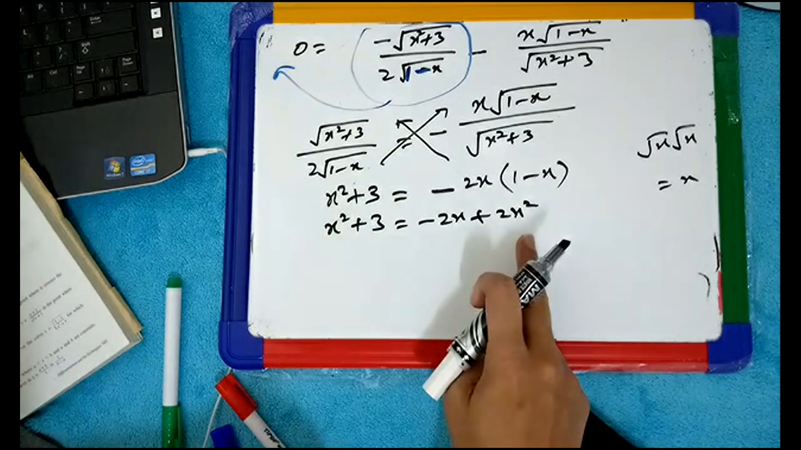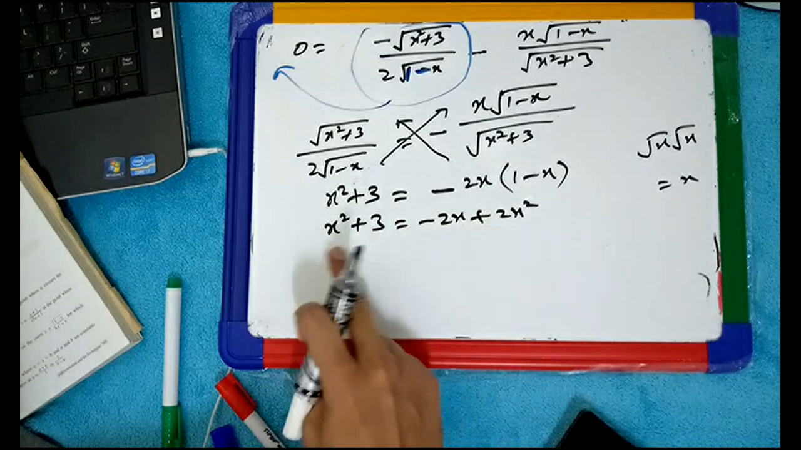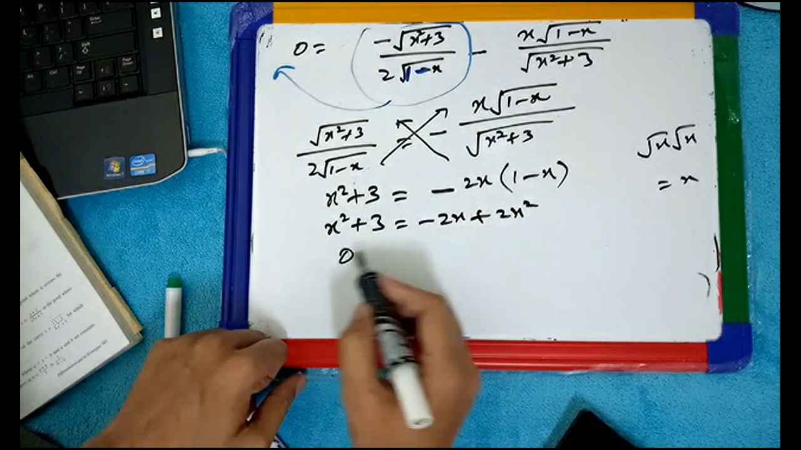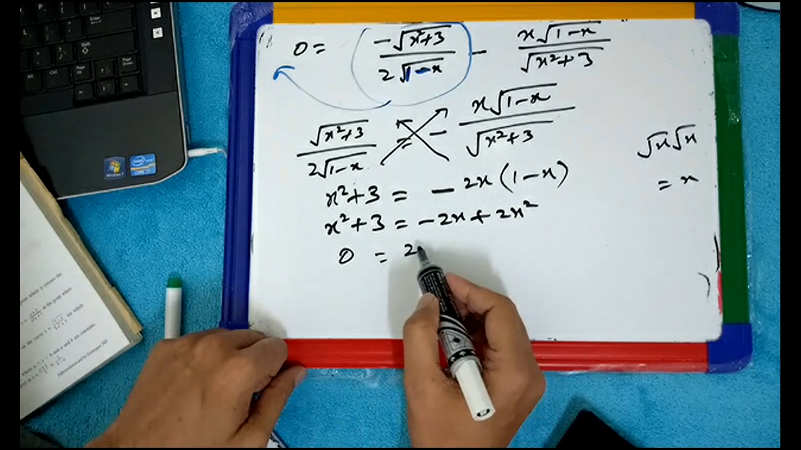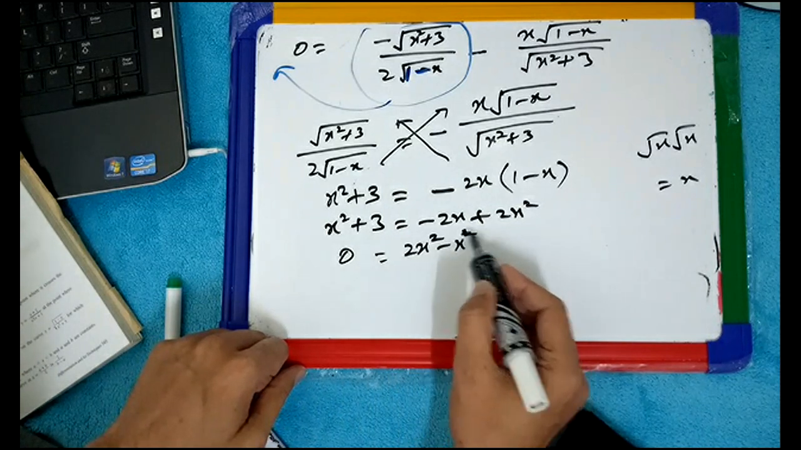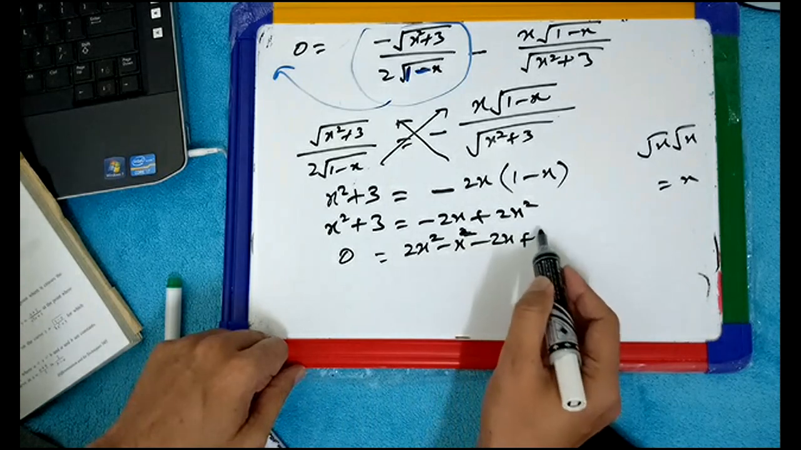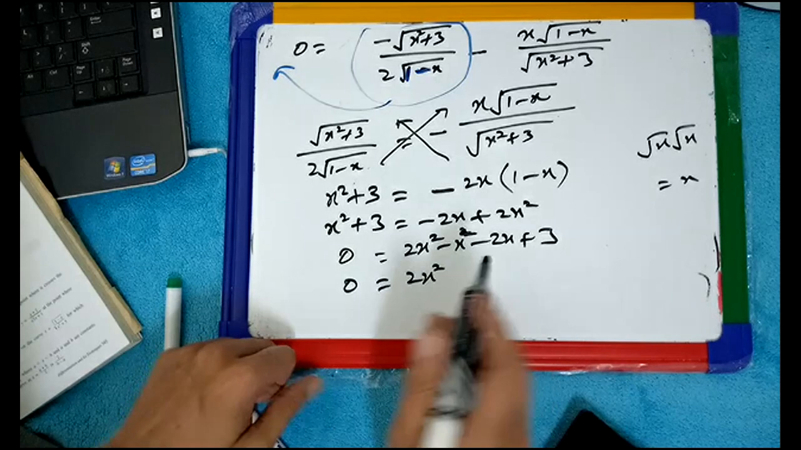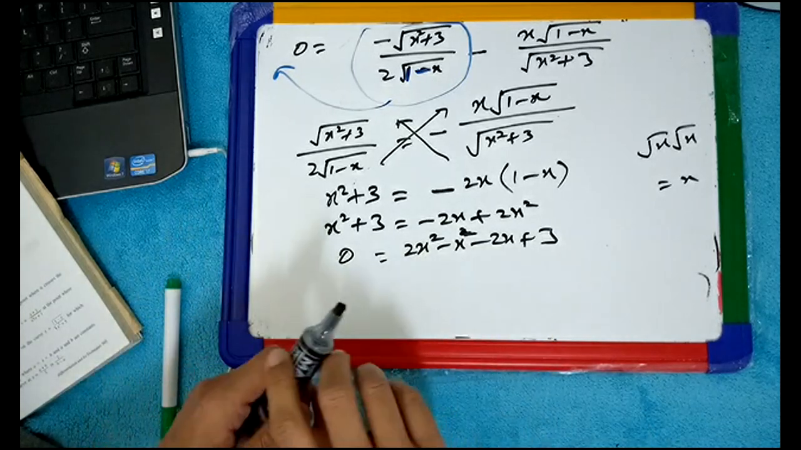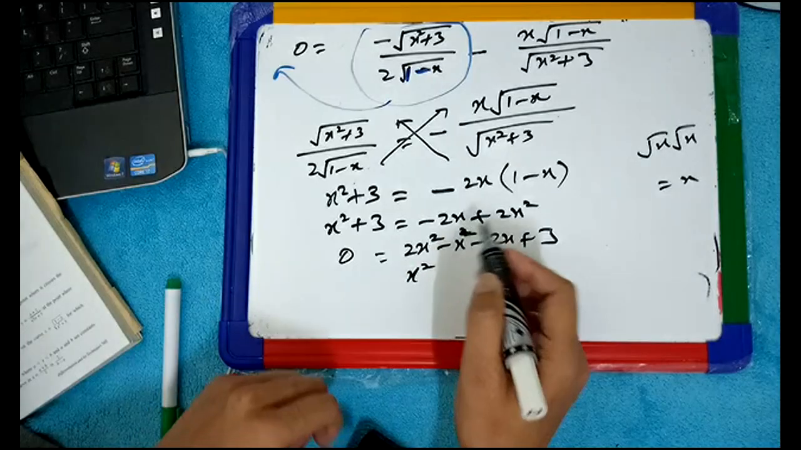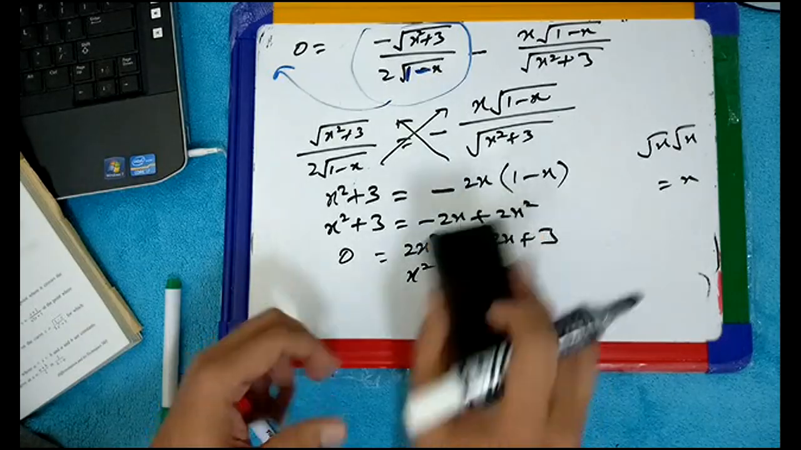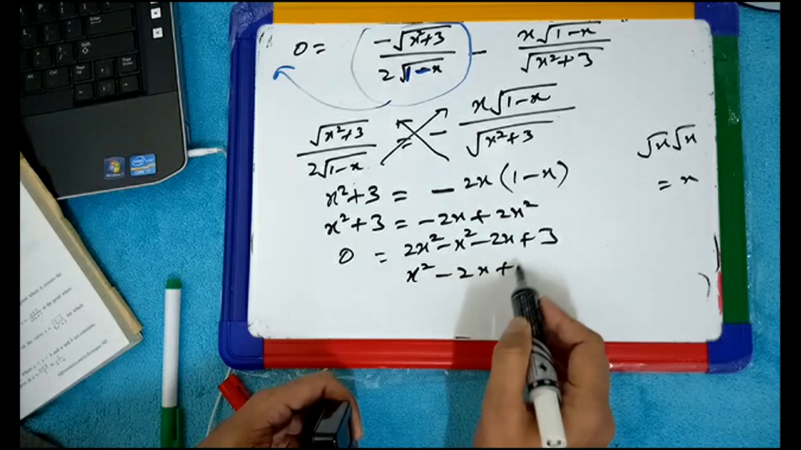Now I will shift this x squared to the right side because this is smaller and this is bigger. So both of these things I will shift over there, and a quadratic equation will form. 0 equals 2x squared minus x squared minus 2x plus 3. 2x squared minus x squared will be what? Only x squared. So x squared minus 2x plus 3.